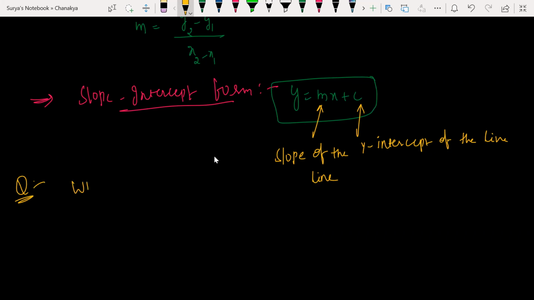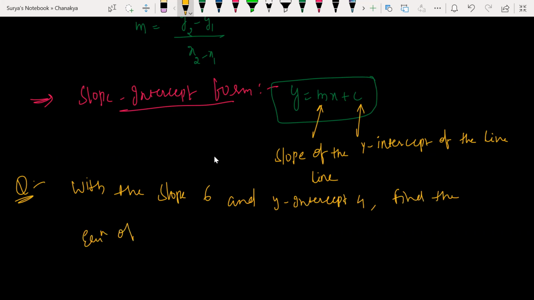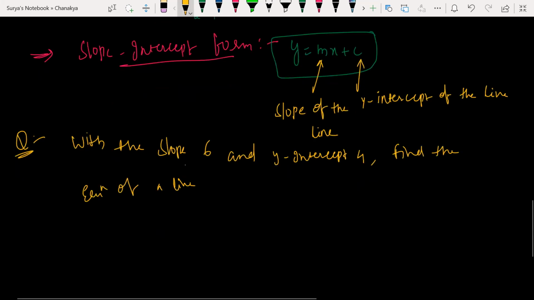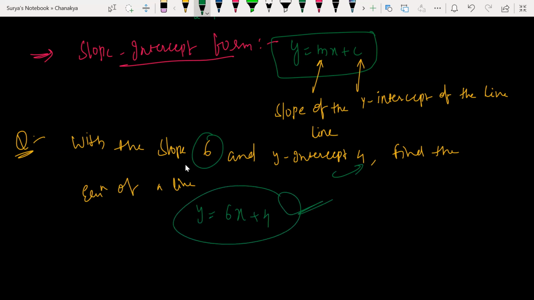With the slope 6 and y-intercept 4, find the equation of a line. 6x plus 4. Very simple. Look at this. y is equal to what? Slope is what here? Substitute here 6x plus the y-intercept, which is 4. This is my y is equal to.